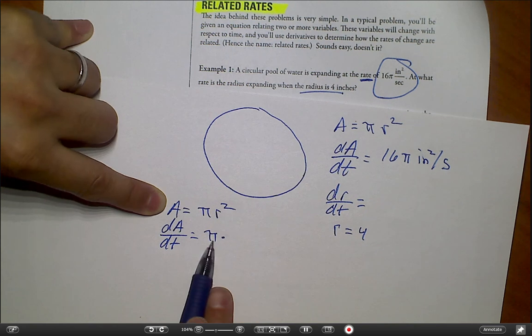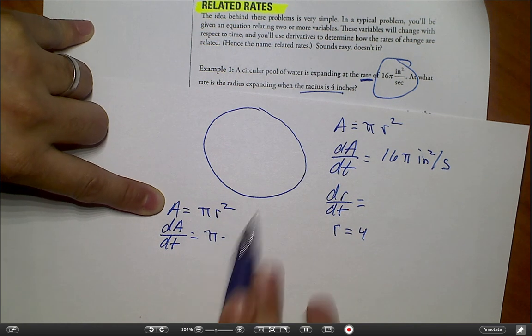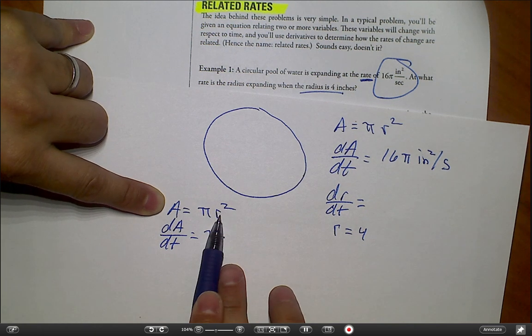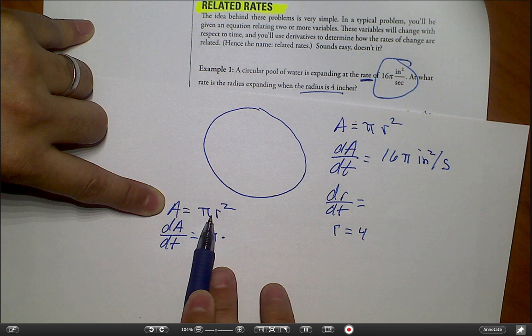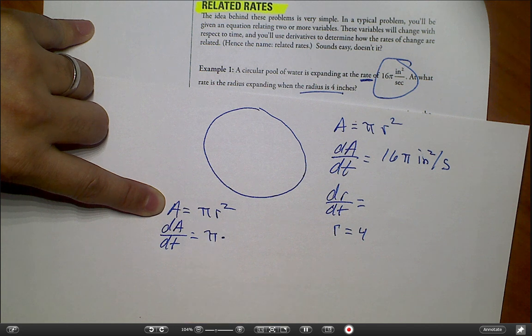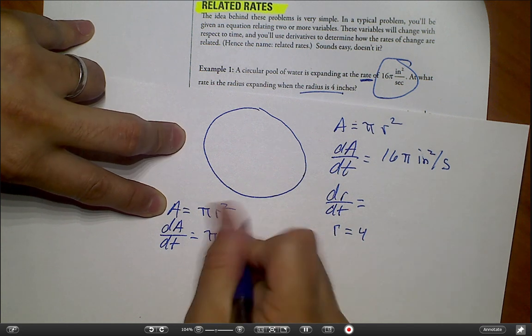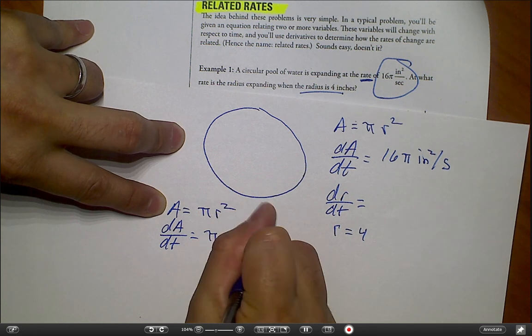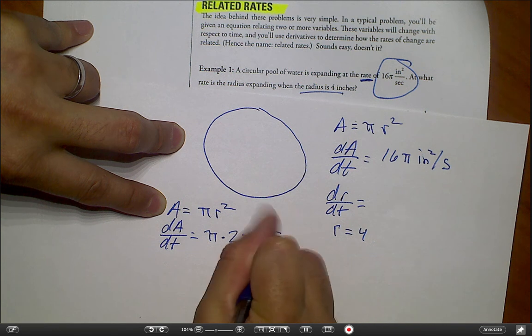Times, because pi is a constant, I'm leaving it alone. And the derivative of r right here is going to be 2r. And then since I took the derivative of r, I'm going to have to add a dr/dt. So 2r dr/dt.